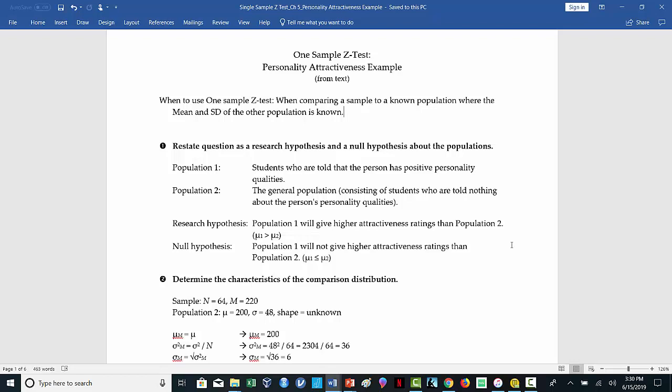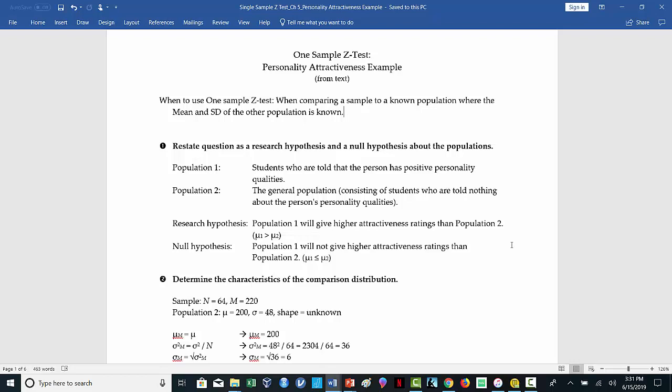And hopefully as we go through this, you'll see what I mean by that. So we need to translate it into a research hypothesis and a null hypothesis. The research hypothesis is kind of like what you're predicting. So we're expecting if we tell people good things about these people's personality, they're going to rate them as more attractive. So the research hypothesis is that population one is going to give, on average, higher attractiveness ratings to the people because they're told good things about their personality compared to population two.